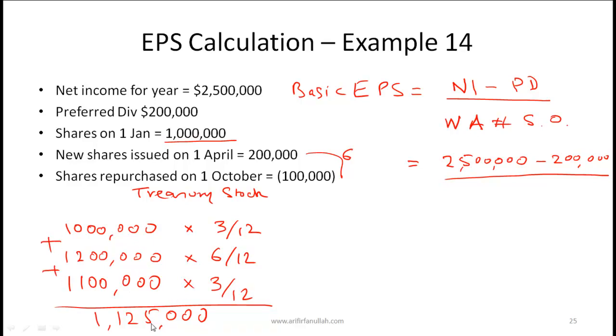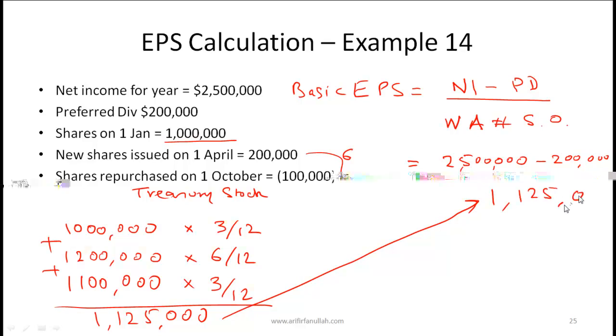So weighted average number of shares is 1,125,000. You plug this in over here. So 1,125,000, and this gives you a basic EPS equal to 2.04. So if you didn't fully get this, pause over here and make sure you get this basic EPS calculation before moving on.